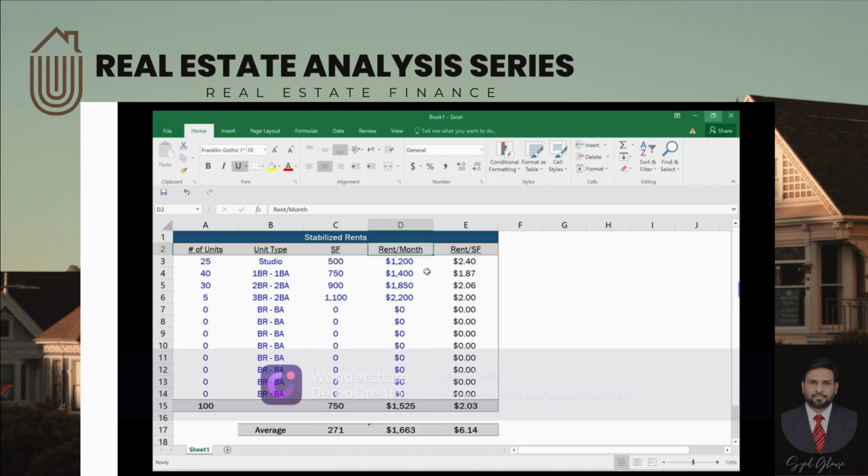Let's start with the rent per month column. This is the monthly rental income for each unit type, and it's usually based on market rates or lease agreements. In our case, these numbers are given.